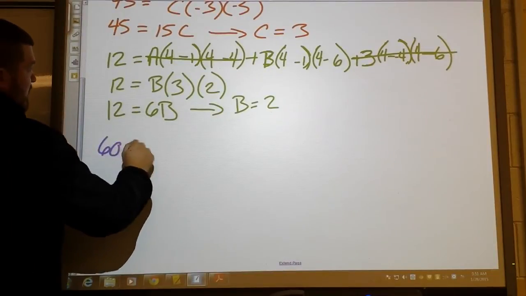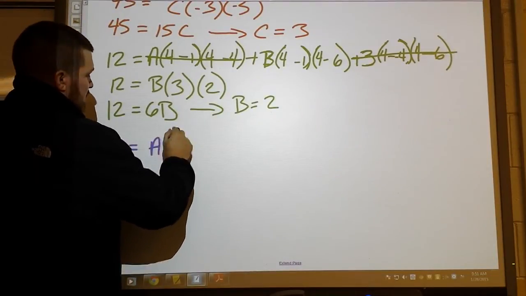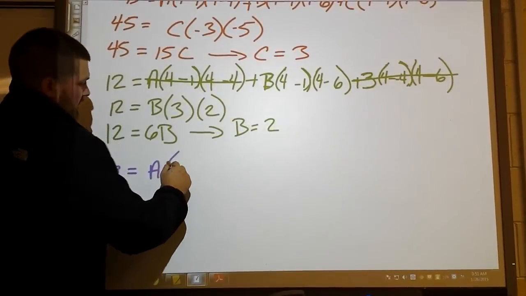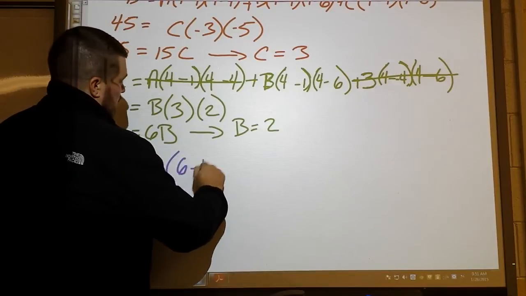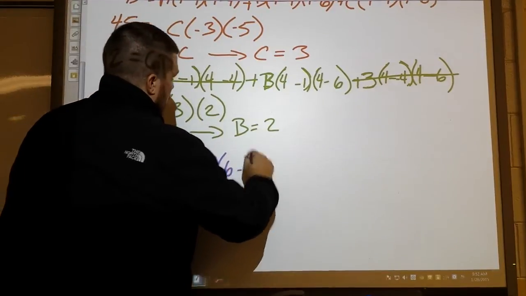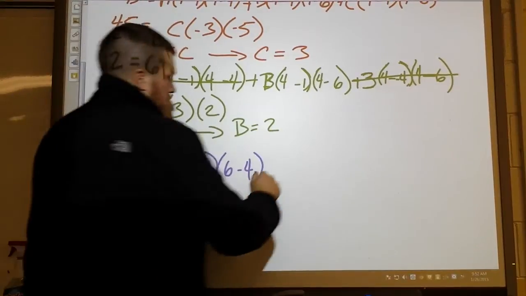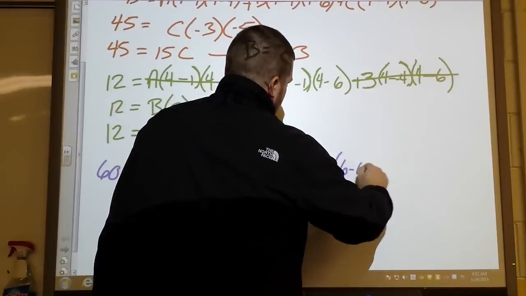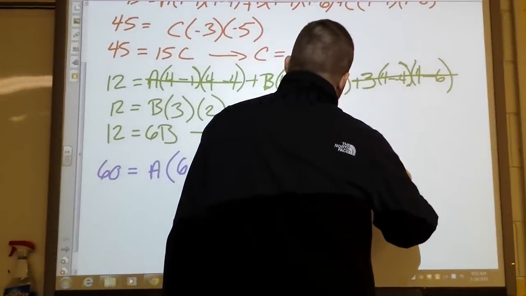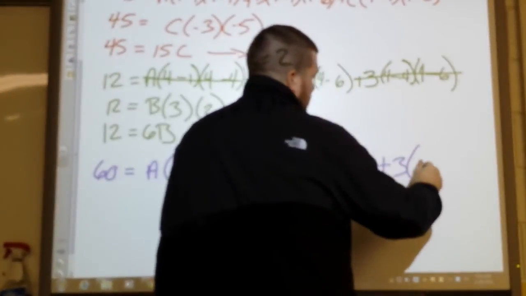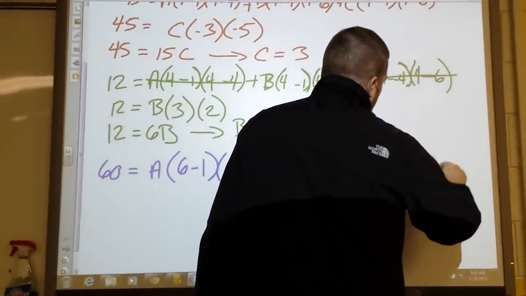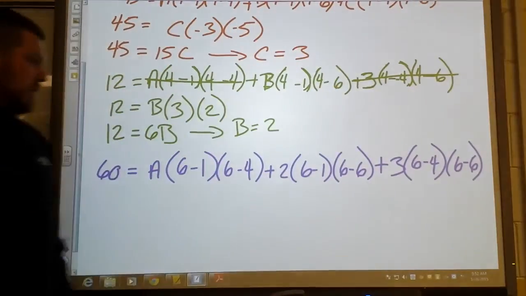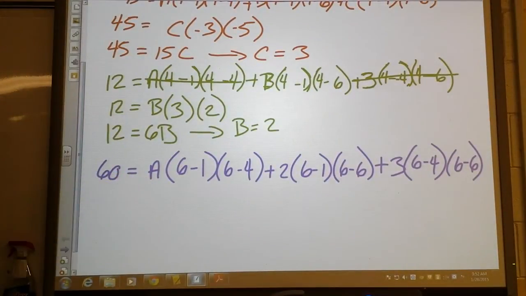So just repeat the same process. I have 60 is equal to a times 6, everywhere I see an x, I put in a 6. So 6 minus 1 times 6 minus 4. Now we know what b is, so we can plug that in. So plus 2 times 6 minus 1 times 6 minus 6. And again, we knew that c is now 3. So 3 times 6 minus 4 and 6 minus 6. We want to clean this up as much as possible, and we'll find our last coefficient.